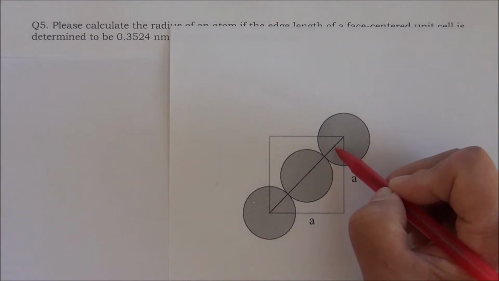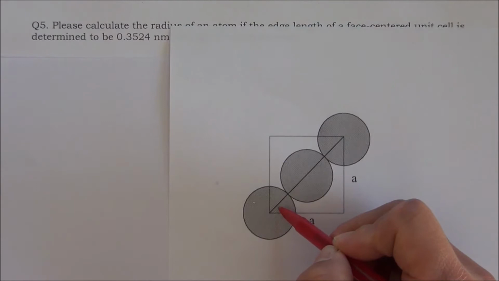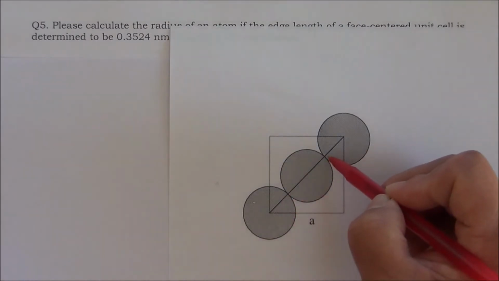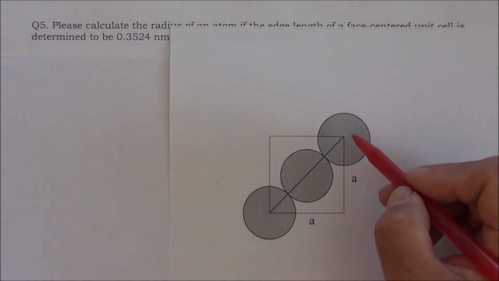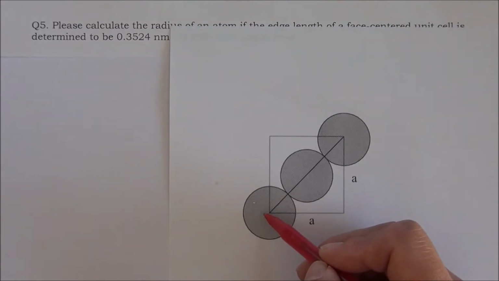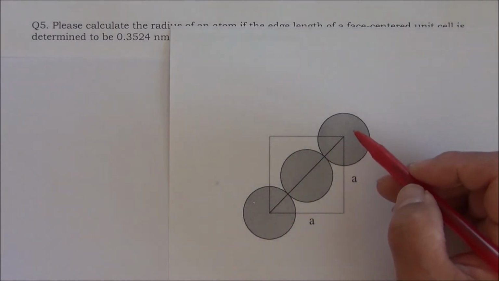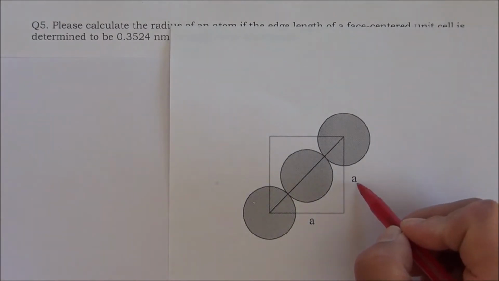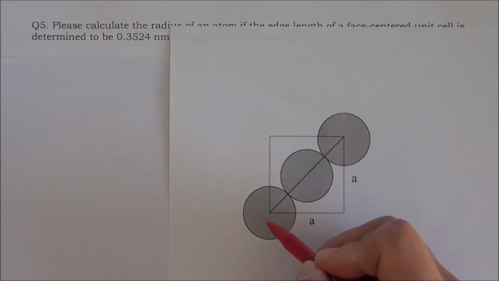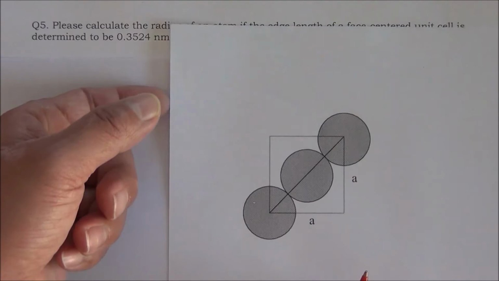It has 1 radius plus 1 radius plus 2 radii. Therefore, the length of the diagonal line is equal to 4r. Therefore, we should have a squared plus a squared equal to 4r squared. Let me write it down.